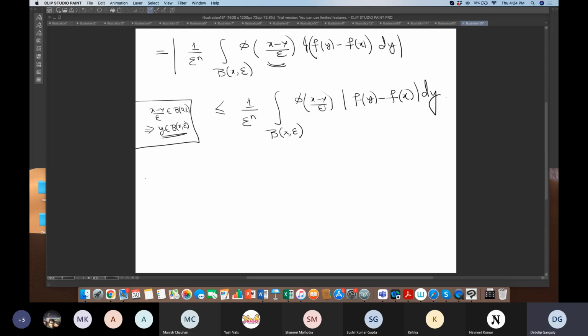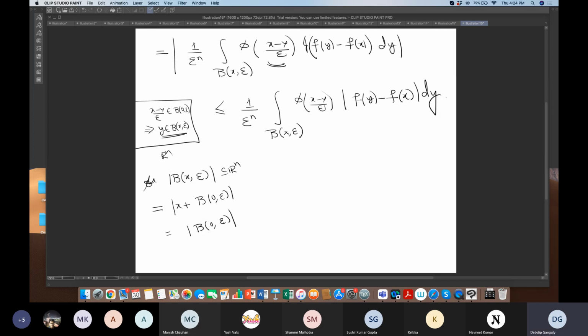Now tell me, what is the Lebesgue measure of B(x,epsilon) in R^n? Who will tell me? At least some order, some constant times something. By translation invariance, it equals the Lebesgue measure of B(0,epsilon).